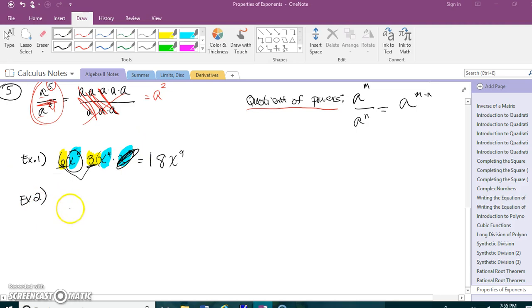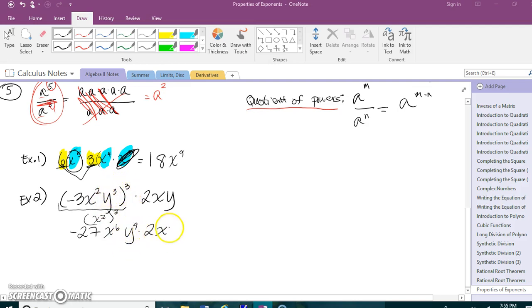Let's try one like this. Negative 3x squared, y cubed, all to the 3rd, times 2xy. So I'm going to start here, and there's always different ways to approach this, but generally you want to start inside the parentheses here. I have negative 3 to the 3rd power. That would be negative 27. I have x squared to the 3rd power. Well, x squared to the 3rd power, you multiply, so that'd be x to the 6th. Then I have y cubed to the 3rd power. That'd be y to the 9th. And I'm still multiplying by 2xy.